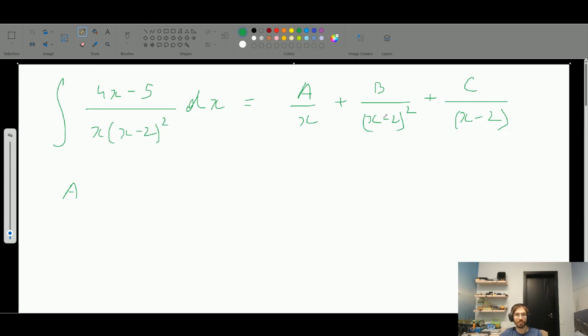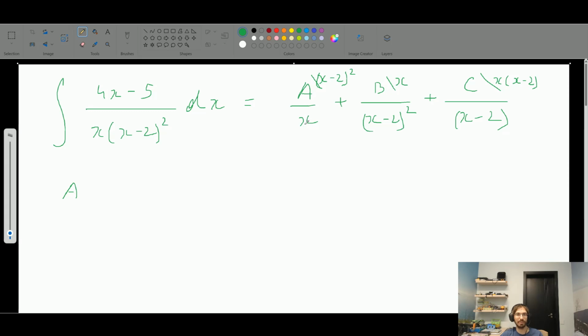However, in this case we do not need to multiply by all denominators. It is just enough to multiply A by (x minus 2) squared, B by x, and C by x and then x minus 2. Why is it like that? Because obviously the common denominator must be x times (x minus 2) squared, and you need to look at what else is needed in the fraction.